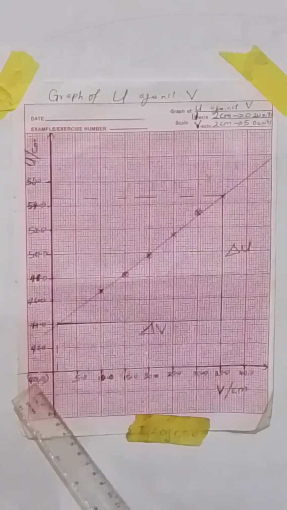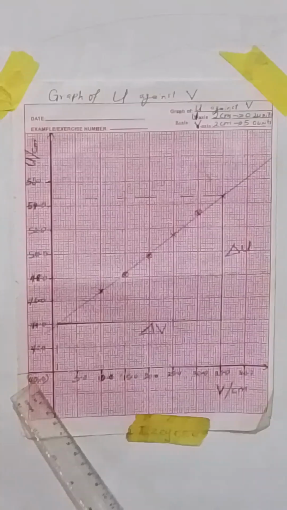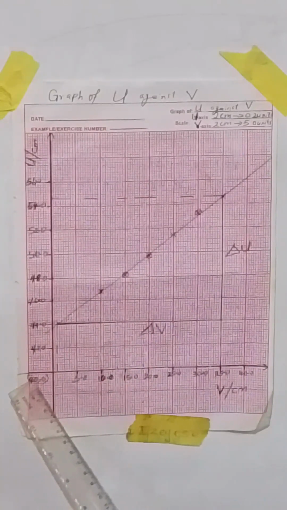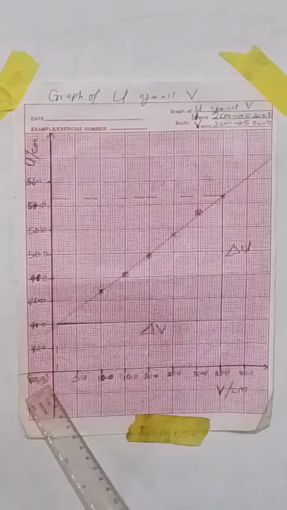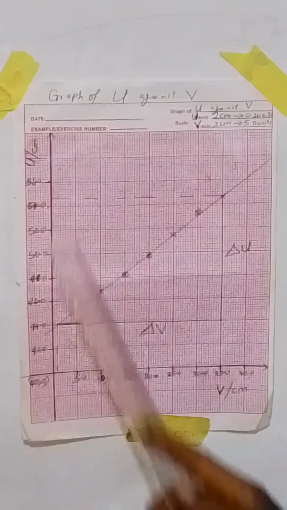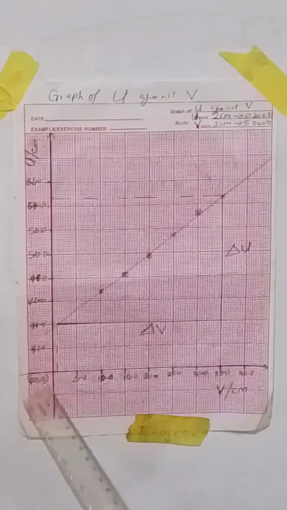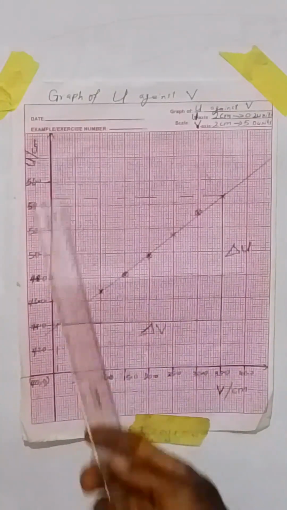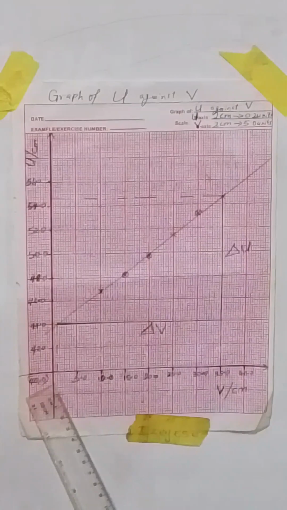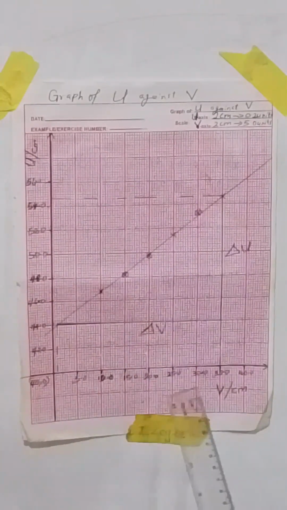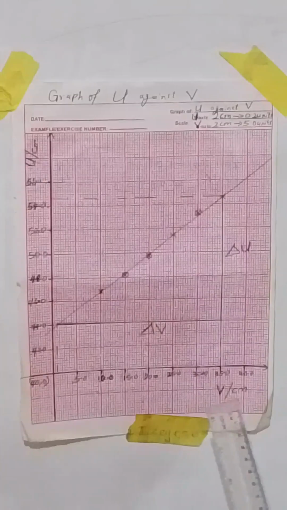You will notice that U did not start from the origin, it started from 40. So 40 is the origin of U, while 0 is the origin of V from what we have here. So you must indicate it properly. And when you label your axes properly and fix them properly, you get your half a mark for the vertical axis and another half a mark for the horizontal axis.